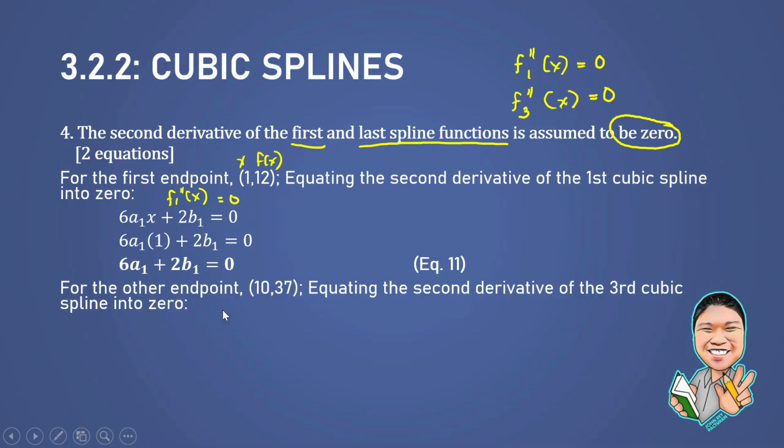And for the other endpoint, our last endpoint, which is (10, 37), we equate the second derivative of the third spline to 0.